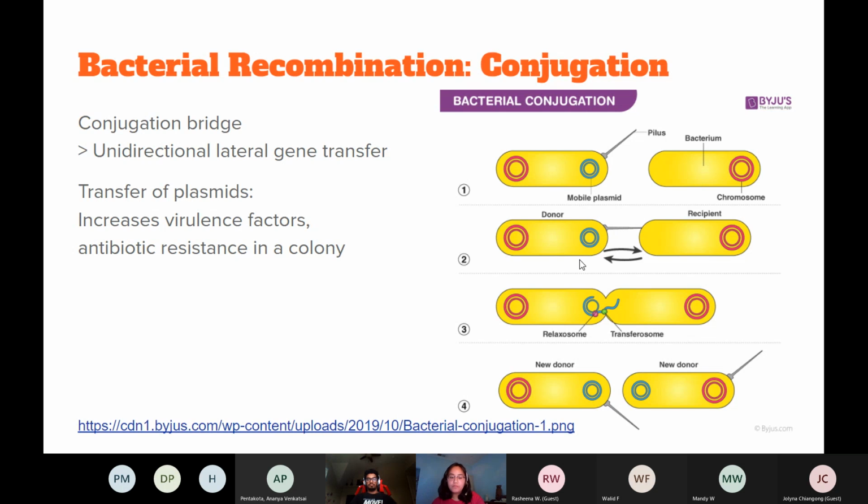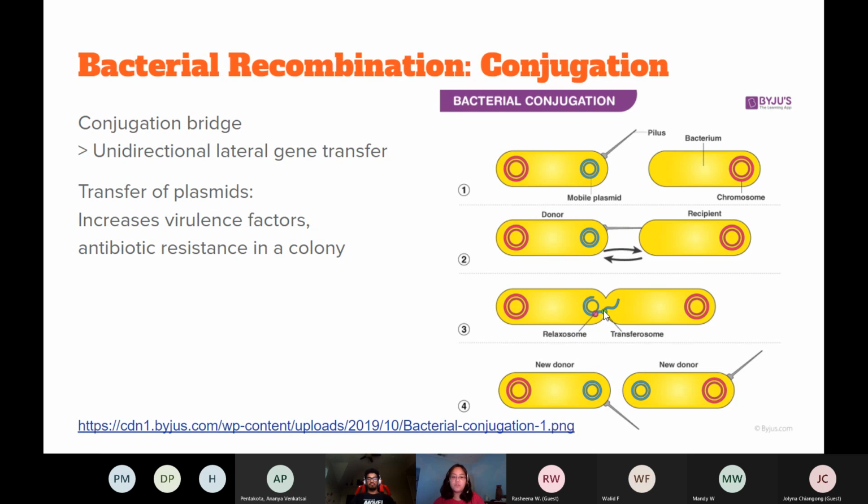And then from there, the F positive cell is able to transfer some of its DNA in one direction. It's transferring its genes to the F negative cell. The F negative cell isn't transferring any genes to the other cell. So this is what we call unidirectional gene transfer. And this is the same as horizontal gene transfer, so it's the transfer of genes between cells, while vertical gene transfer is typically within a cell.